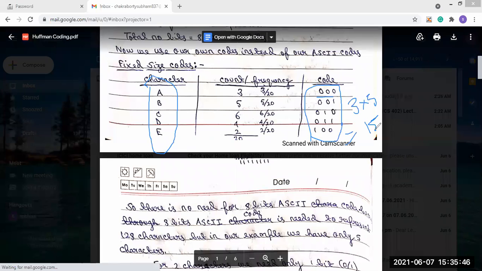But Huffman says that we can reduce this fixed size code also. This is not the only reduced format; it can be reduced again. So Huffman says that we will use a variable size code, which will still reduce the size of the message.